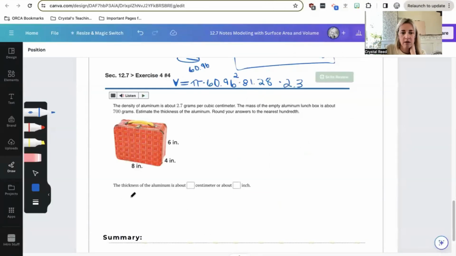For later on, surface area times thickness equals volume.